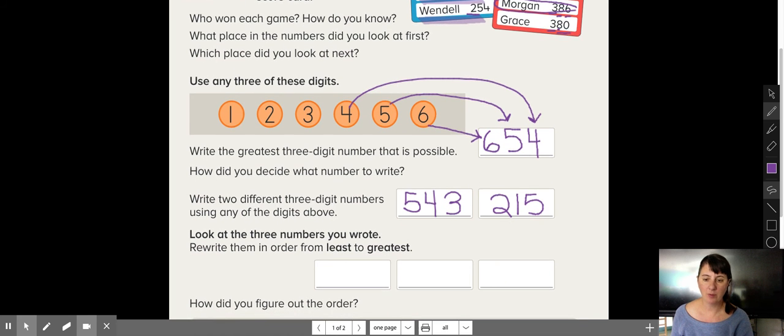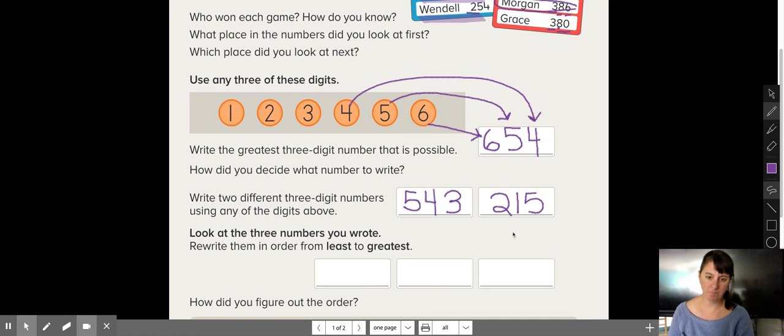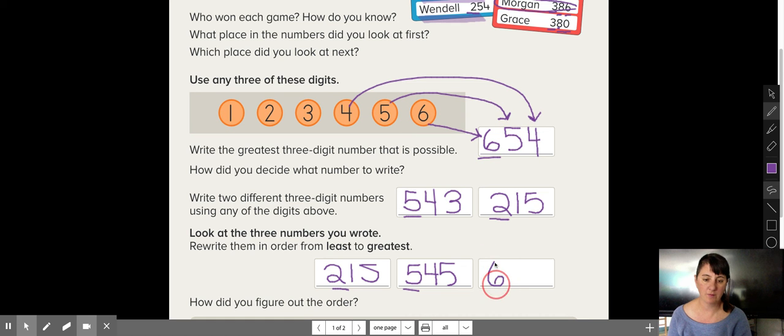We're going to rewrite them in order from least to greatest. So least means the smallest. So we know that 215 is going to be the smallest one because it has 2 hundreds. So we put 215 here. And then the next number is going to be 543 because 5 is in between 2 and 6. And then 654 is the greatest number.